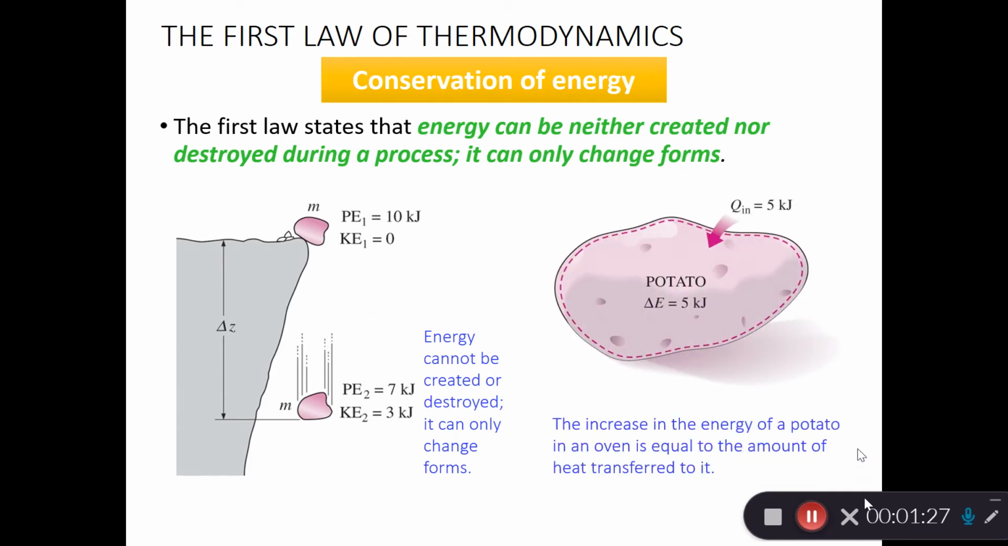Here is another example. If you're cooking a potato in an oven, how much the energy in the potato increases will be exactly the same as how much heat you put in. You've learned about this: Q in is heat in. How much heat do you put into the potato? That will be the increase, delta E, in the potato, because the energy has not gone anywhere else. It cannot disappear magically.